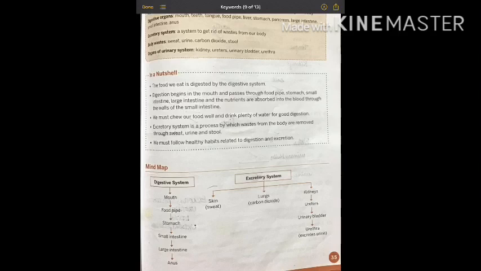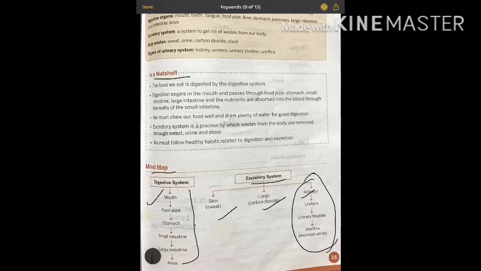Okay, students, so here a summary of the chapter is given. Here you can go through the summary and this mind map, and you can learn this. These are all the organs of the digestive system, and the excretory organs we have discussed. And all this is the urinary system, which is also called the excretory system.